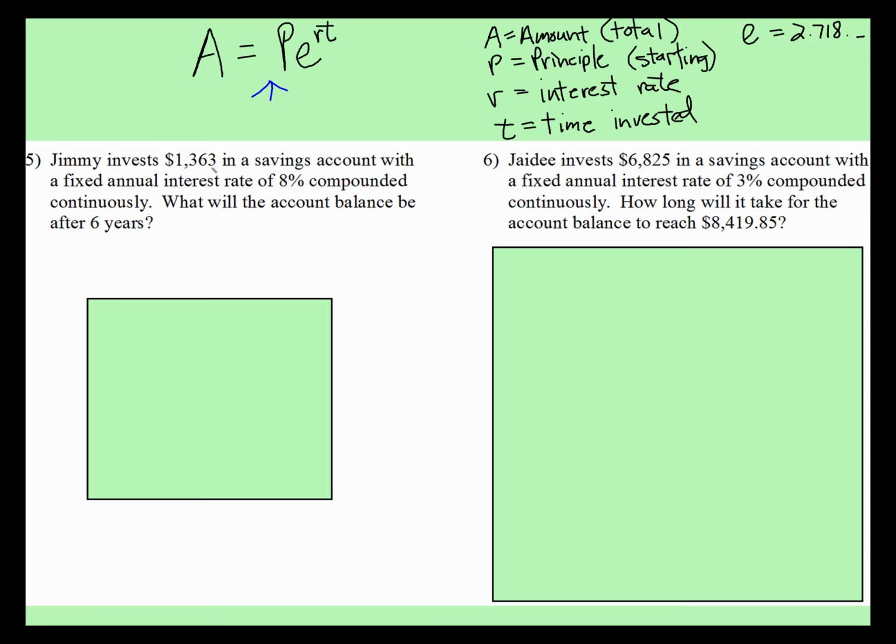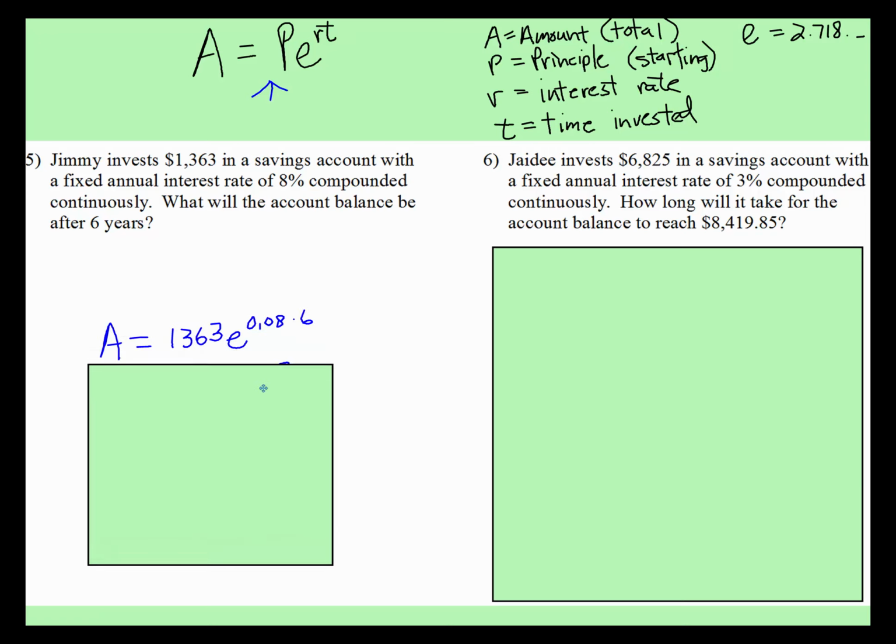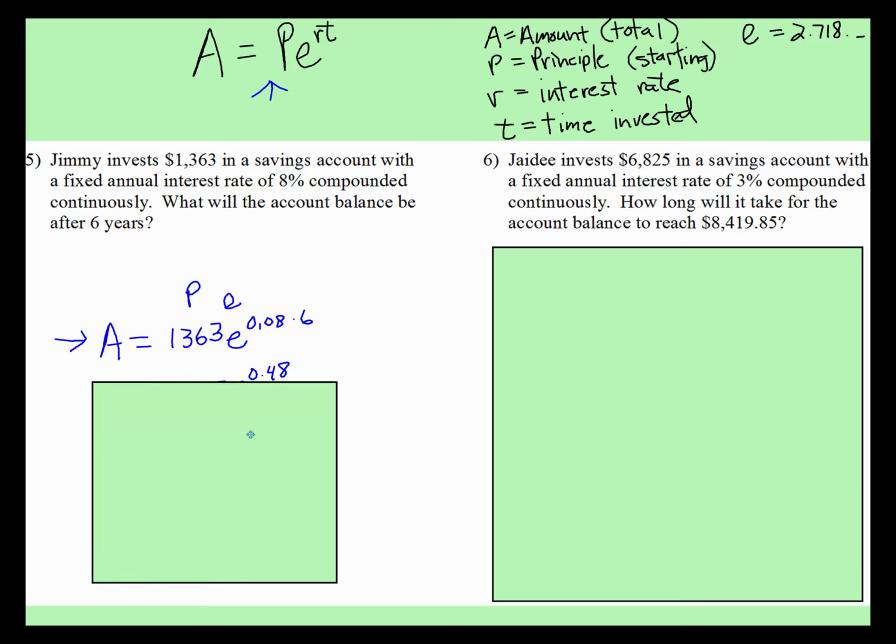Jimmy invests $1,363 in a savings account with a fixed annual interest rate of 8% compounded continuously. What will the account balance be after 6 years? So what will that total amount be? Let's just set up the problem. We don't know the total amount, but we know the initial investment, we know the letter e, we know that the rate is 8% or 0.08, and we know that it's for 6 years. Well, this is just straightforward. We can just start simplifying.